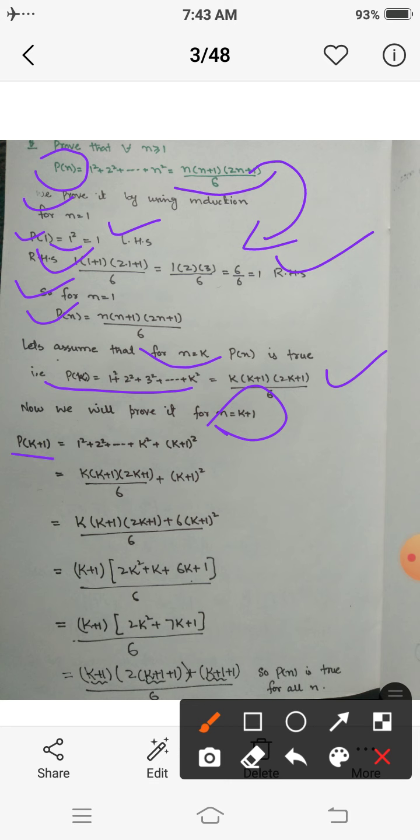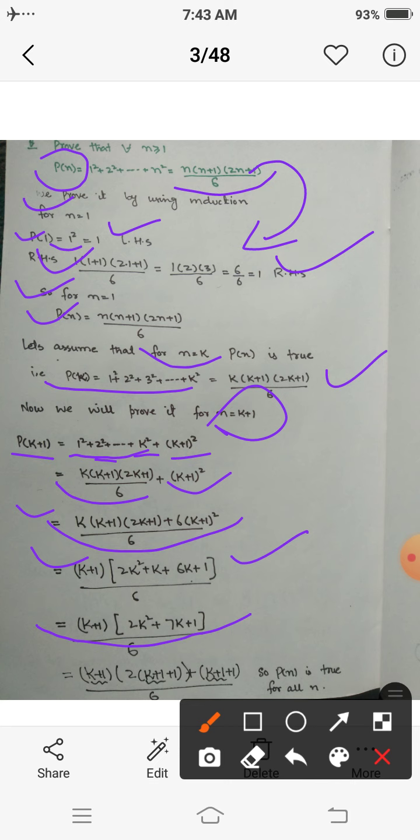Now what is p of k plus 1? P of k plus 1 is the sum of the first k plus 1 squares, that is 1 square, 2 square, up to k square plus k plus 1 square. Now by assumption, 1 square plus 2 square up to k square is k into k plus 1, 2k plus 1 upon 6, plus k plus 1 square. Now by cross multiplication, it is k into k plus 1, 2k plus 1 plus 6 into k plus 1 square upon 6. Now taking k plus 1 common, it is 2k square plus k plus 6k plus 6, that is 2k square plus 7k plus 6 here.